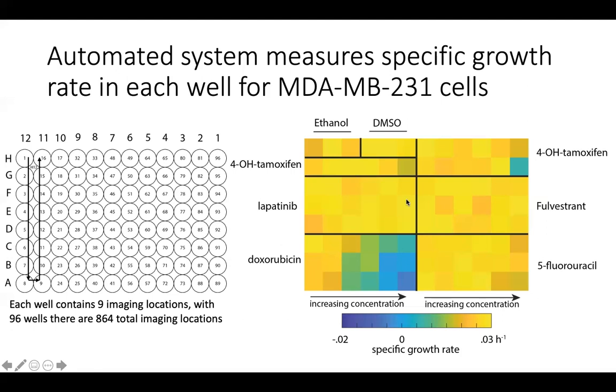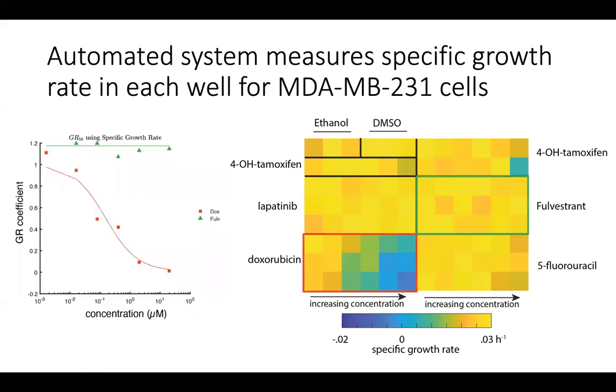And when we plot the specific growth rate as a function of concentration, you can see that here. We can see the cells are fairly resistant to fulvestrant in particular, because at all concentrations, the cells grow fairly robustly. However, we can also see how cytotoxic doxorubicin is and how sensitive the cells are to this drug, because the growth rate drops off fairly dramatically, fairly quickly, as you increase the concentration from the lowest to even just the next lowest or two.